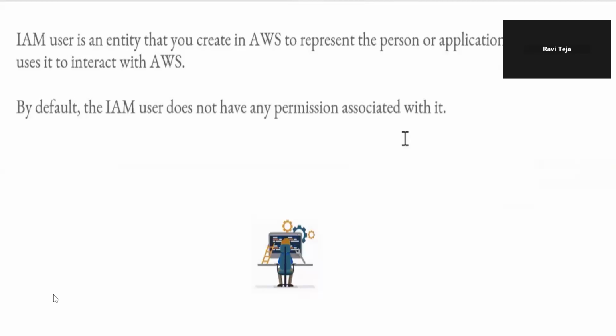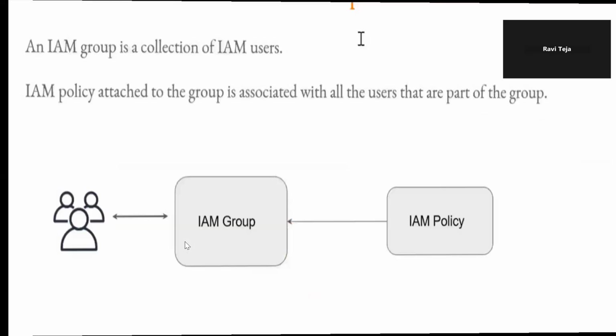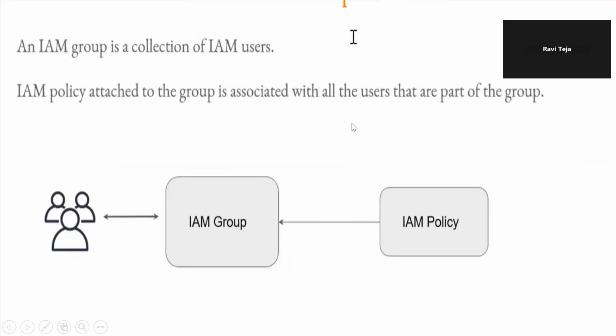Next, suppose you have multiple users, say three users, with the same skills and knowledge. If you want to assign EC2 permission only, then without a group you have to assign the same EC2 permission to this user, this user, and this user. With multiple users, you would have to repeat the same process.